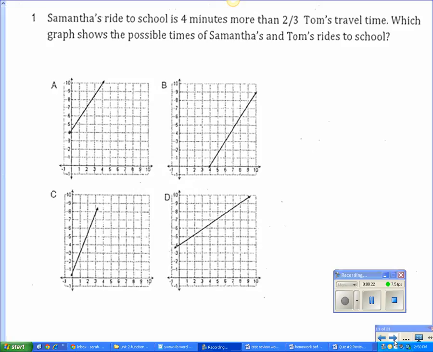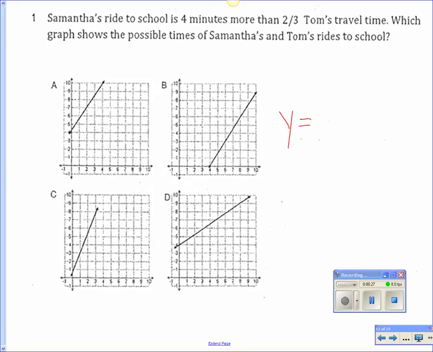Okay, the first thing I want you to do is write the y equals rule. So write on your paper y equals. It says Samantha's ride to school is 4 minutes, so I'm going to put a 4. More than, what symbol do you think I'm going to put for more than? Plus. 2/3 Tom. We're going to use the letter X for Tom. So that's our rule. Y equals 4 plus 2/3 X. We're using an X for Tom's.